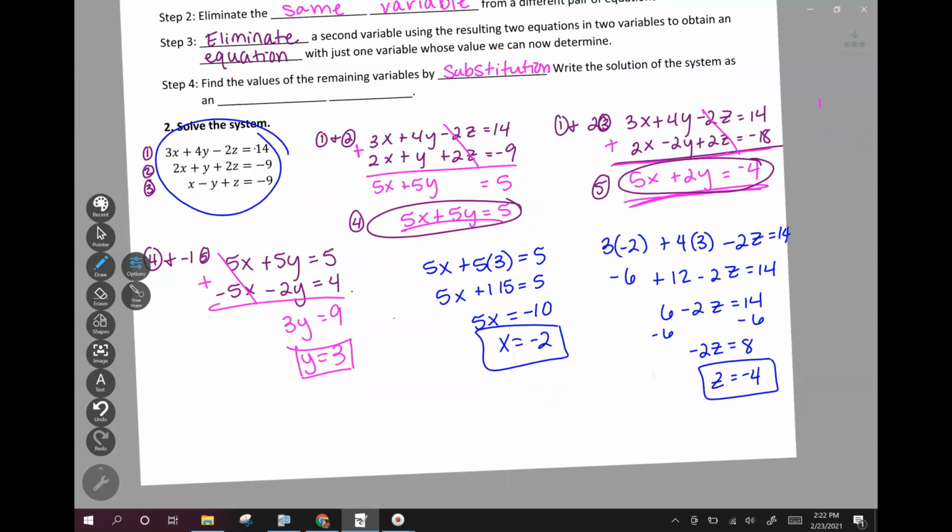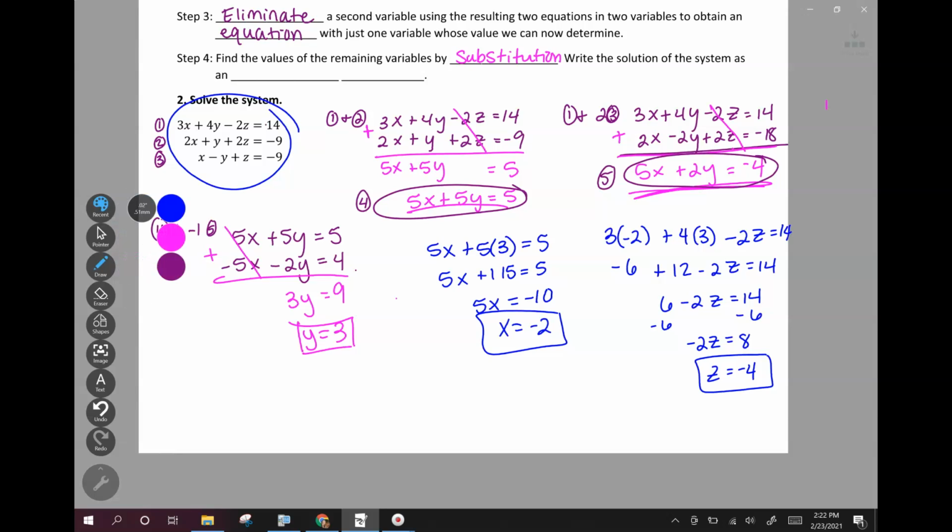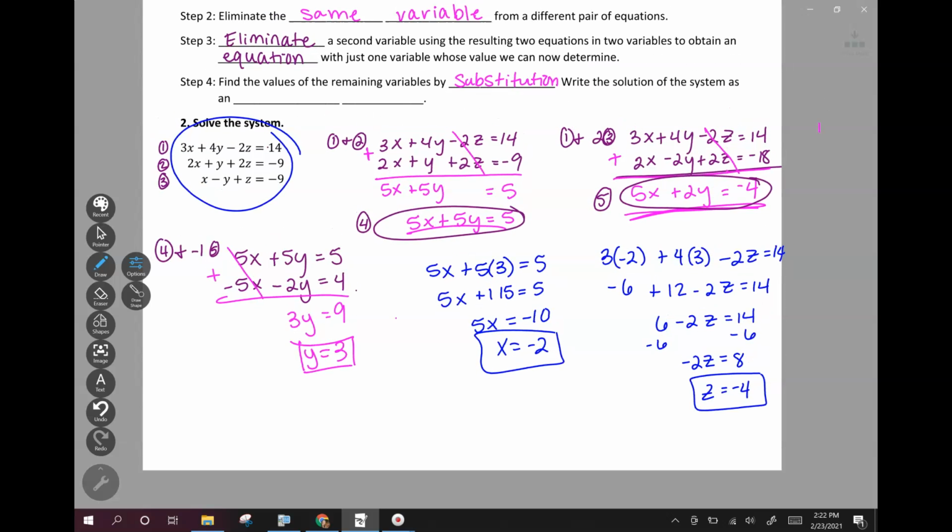All right, so I've got all 3 of my variables, and now I'm going to write my answer as an ordered pair. That's this last step. Write the solution of the system as an ordered triple because we have 3 variables. So x, y, z. That is your solution. That's the point where those 3 lines intersect.